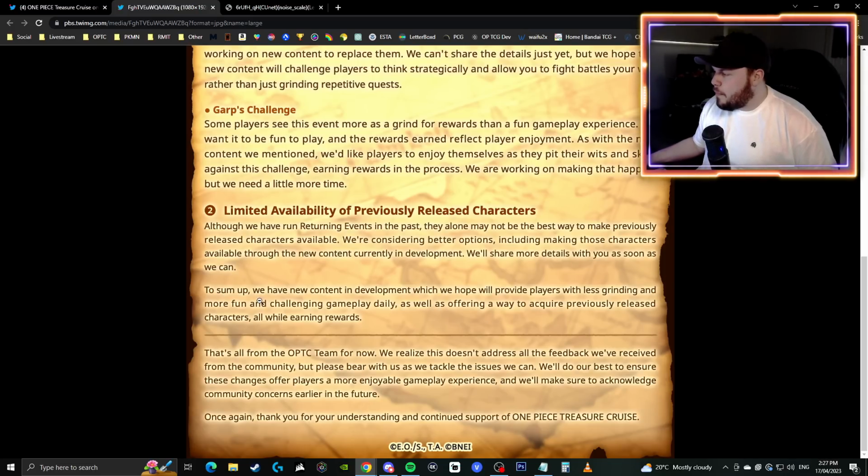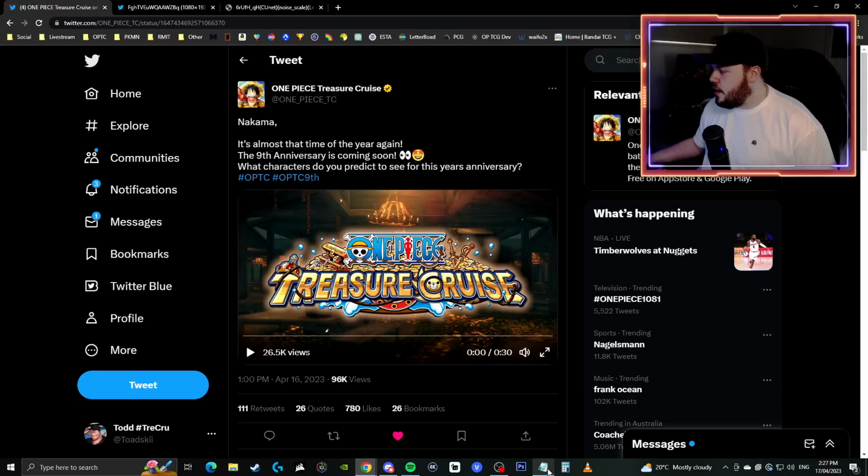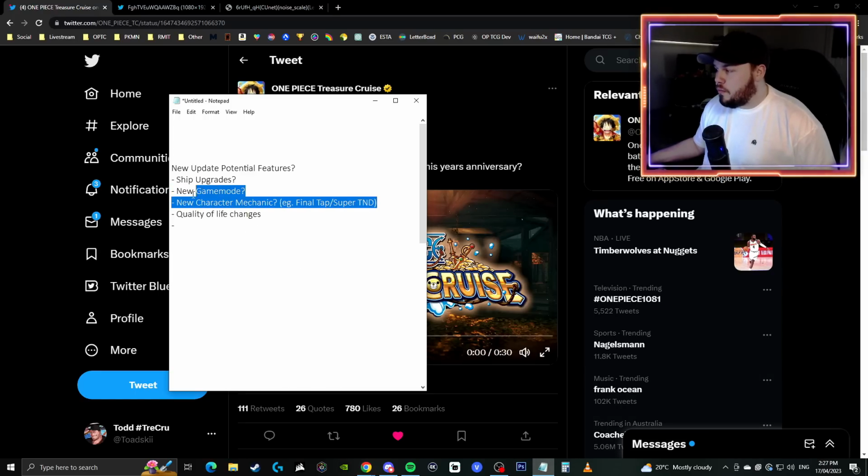So they said that, to sum up, we have new content in development, which we hope will provide players with less grinding and more fun and challenging gameplay daily, as well as offering a way to acquire previously released characters, all while earning rewards. So this could potentially come out with the anniversary update, but they could also have a new mechanic coming up for us, like with the introduction of Super Tandem, which was last year's big anniversary update.